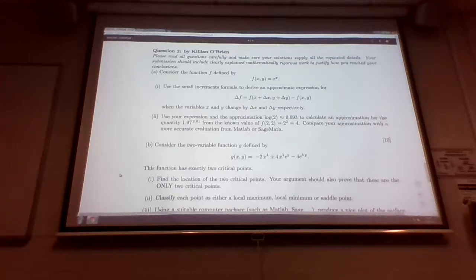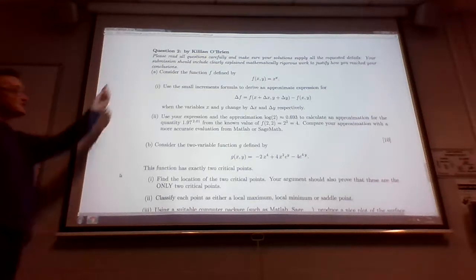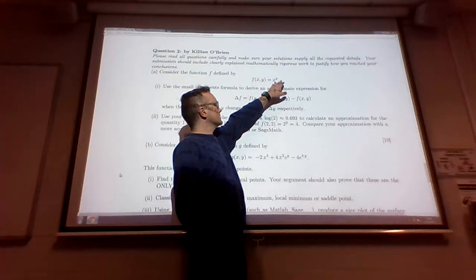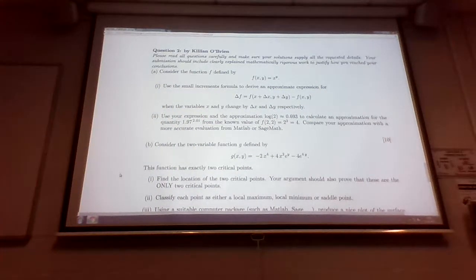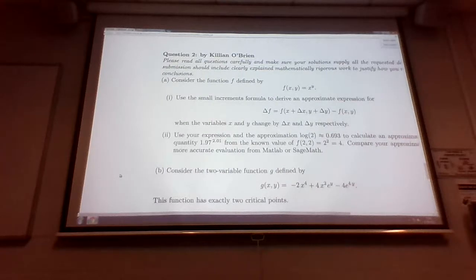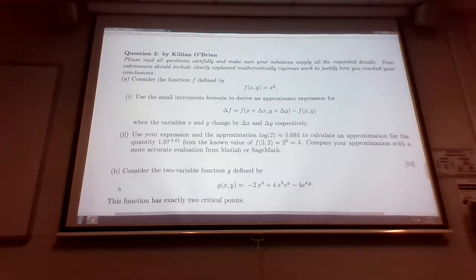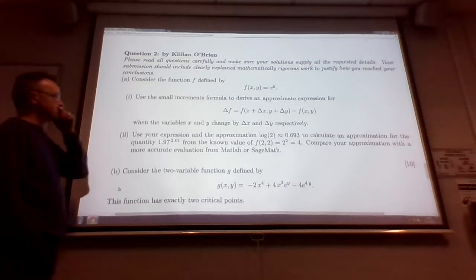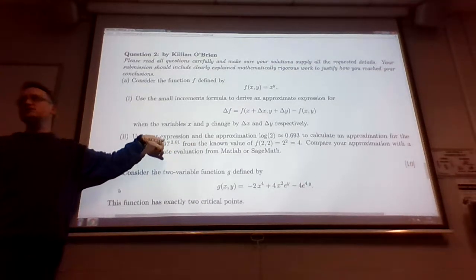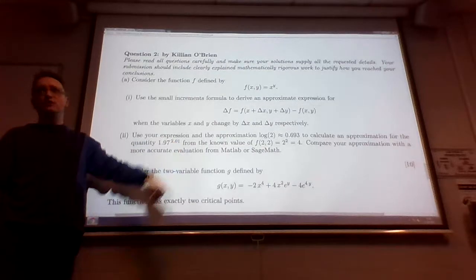The first part is an application of the small increments formula. Okay. Now this is centered on this function x to the power y. A function of 2 variables, x and y. And well, if we look to part 2 of question A, it's all going for this quantity here. So this quantity, 1.97 to the power of 2.01.